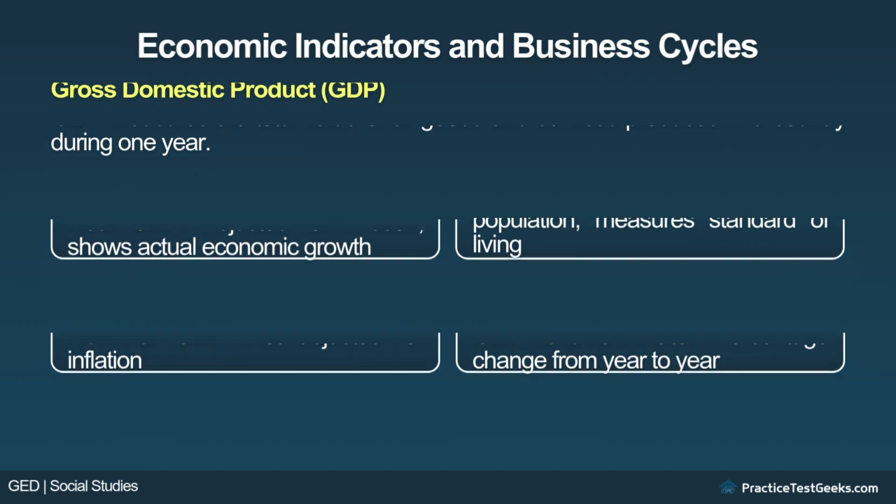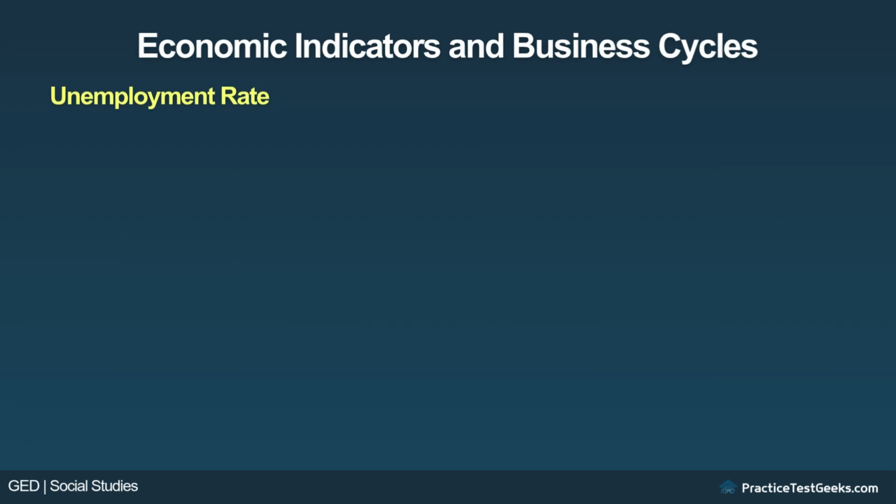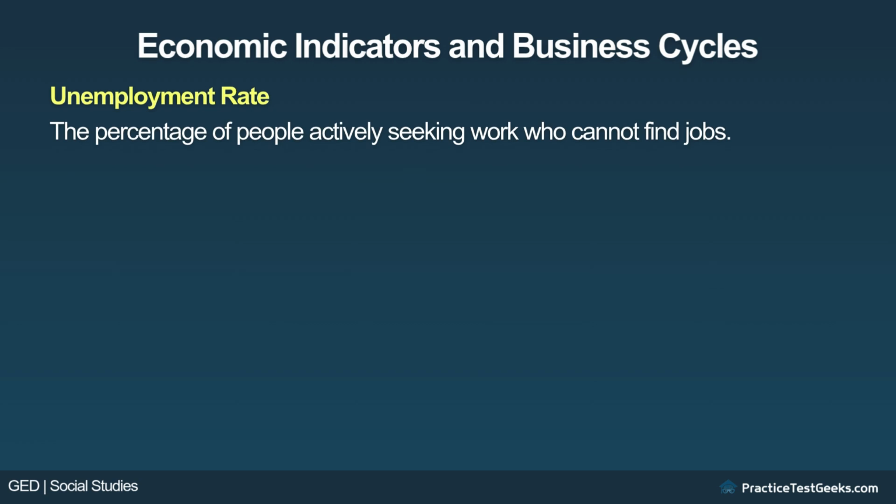Unemployment rate. Next, the unemployment rate indicates the percentage of people actively seeking work who cannot find jobs. This rate offers insight into the economy's ability to generate employment.